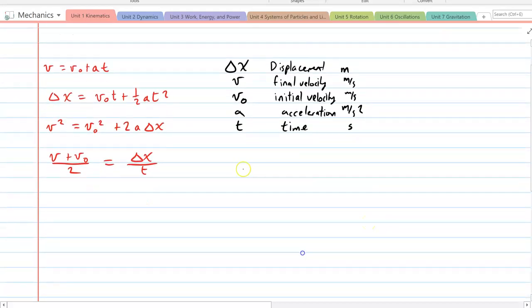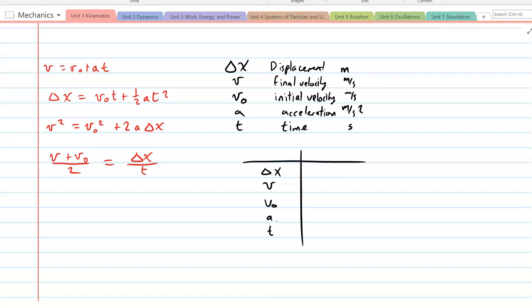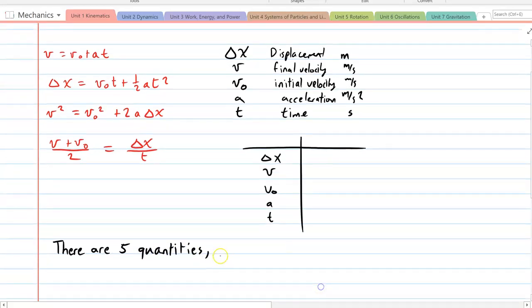Actually, we want to make a table. So this is how I like to set up the table. I just put a line here, I just put X, V, V naught, A, T. And as you get better at this, the table just becomes something you probably skip sometimes, and you go quickly on. The main idea here is there are 5 quantities. If we know 3 of them, then we can find the rest.